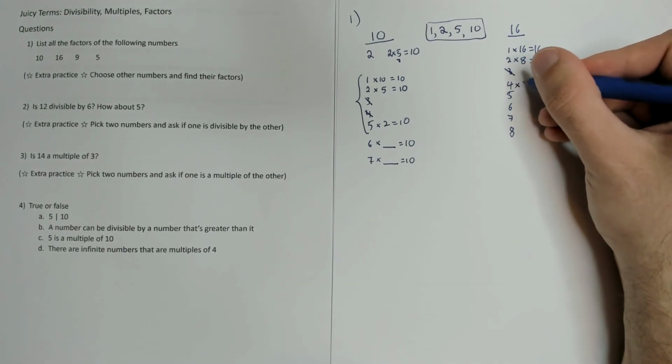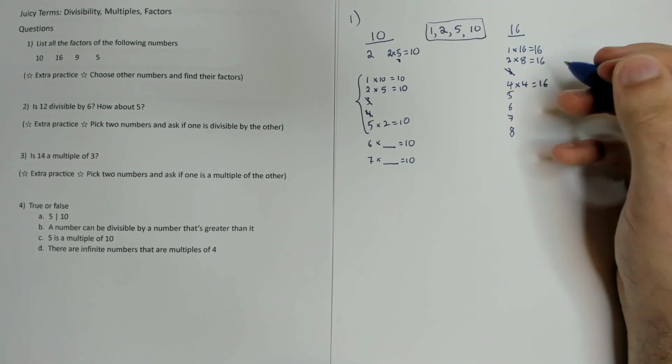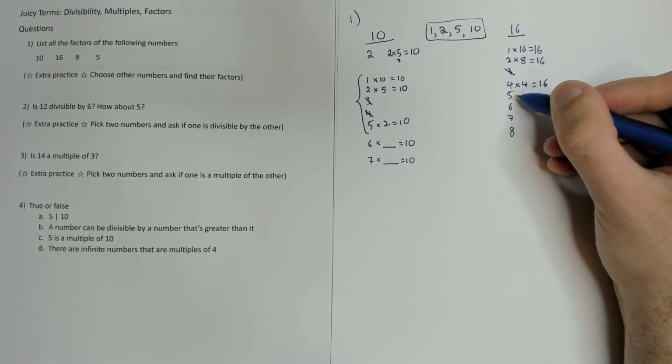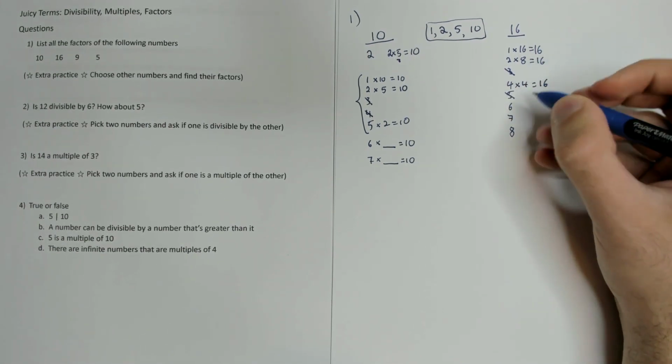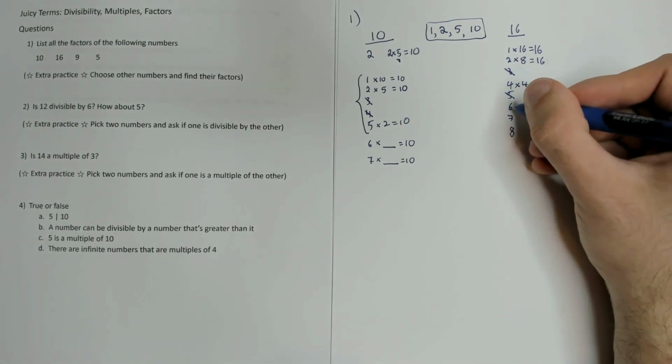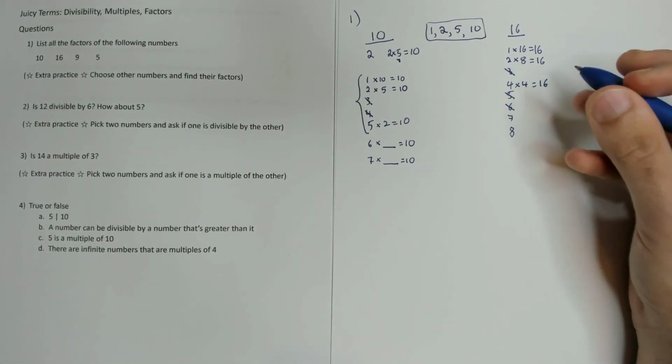Yeah, 4 times 4, right? That's 16. How about 5? 5 isn't going to work because we count by 5s, 5, 10, 15, 20. We skip 16. How about 6? 6, 12, 18. I skip 16, so 6 is not a factor.